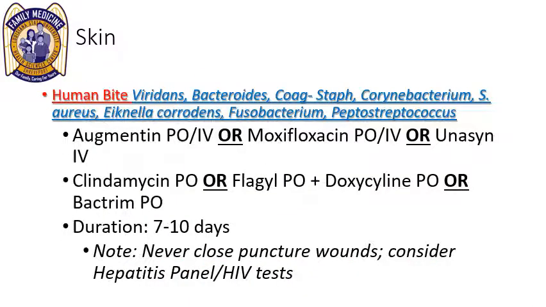So human bites: viridans, Bacteroides, and Eikenella corrodens. This is the one we learned a lot about in medical school. Augmentin PO, or IV Unasyn, or you can do Clinda or Flagyl plus Doxy, or Bactrim. So most of the time, people would just give them Bactrim. We give them Augmentin now. It's a little bit more effective than just Bactrim, and Bactrim has some side effects on the kidneys and whatnot. We want to prevent those types of iatrogenic issues.